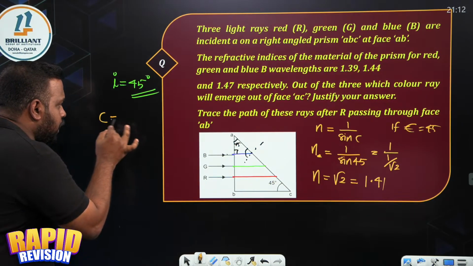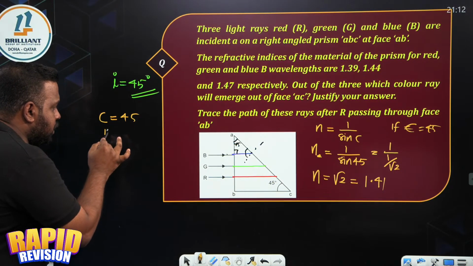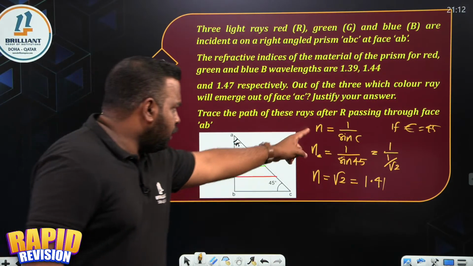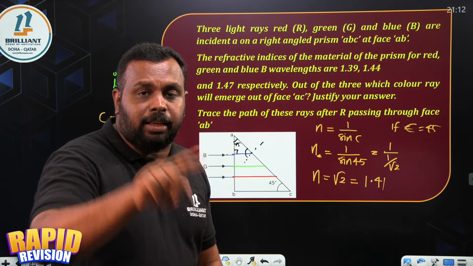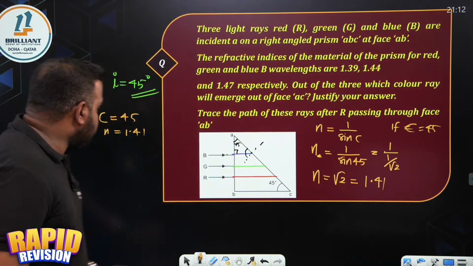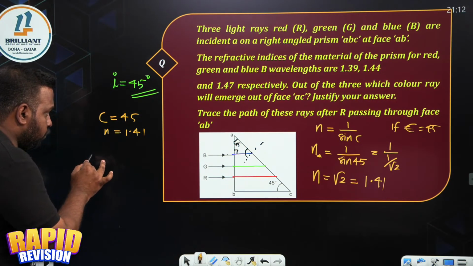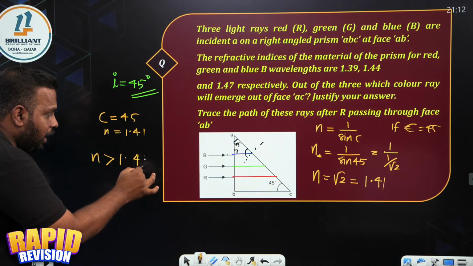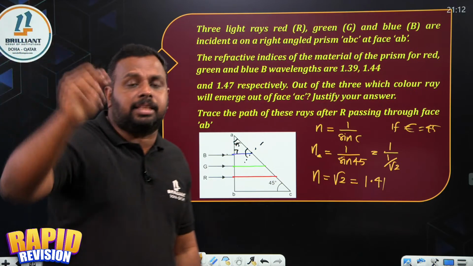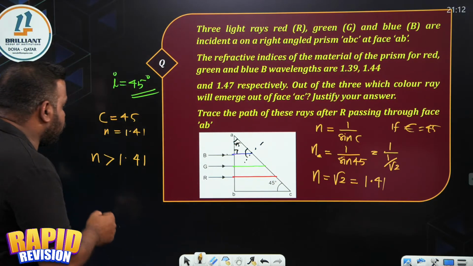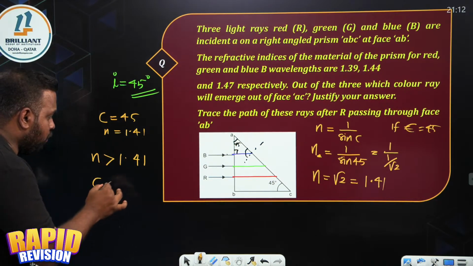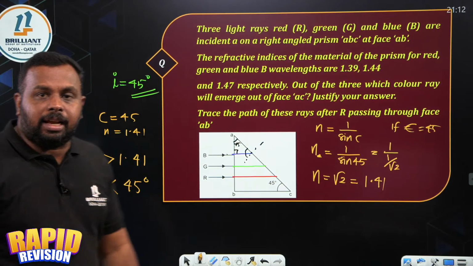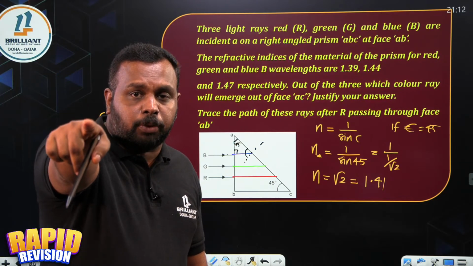If C is equal to 45, n is equal to 1.41. My dear students, please note that refractive index and critical angle are inversely related. That means if n is greater than 1.41, the critical angle will be less than 45 degrees. Got the point or not?